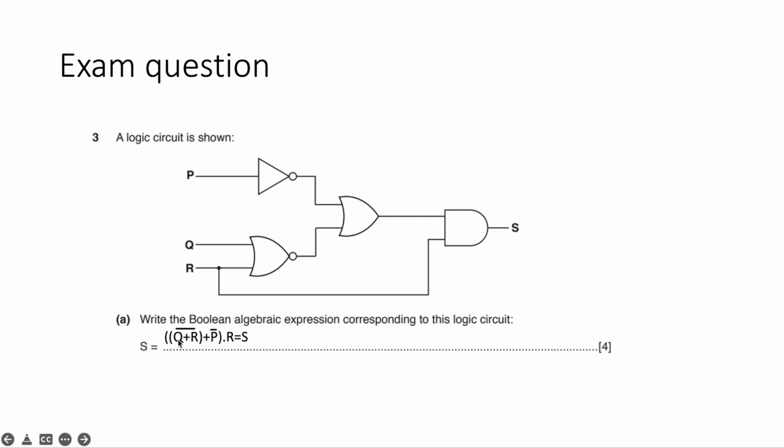We can see we have Q OR R, and this has a NOT on top of it, showing that it's a NOR gate. This obviously goes into an OR gate with NOT P. You can see the bar on top. And this finally goes into an AND gate with the input R.